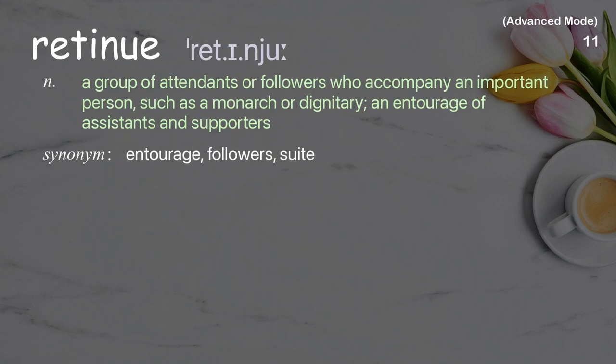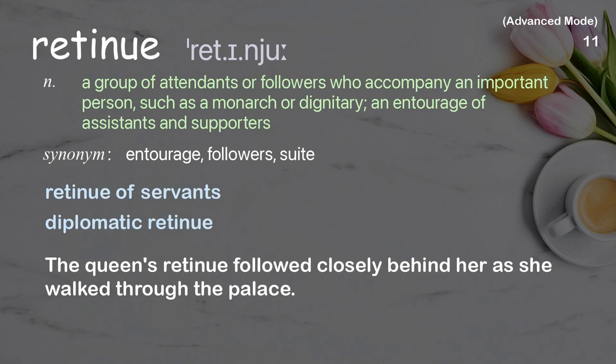Retinue. A group of attendants or followers who accompany an important person, such as a monarch or dignitary, an entourage of assistants and supporters. Examples. Retinue of servants. Diplomatic retinue. The queen's retinue followed closely behind her as she walked through the palace.